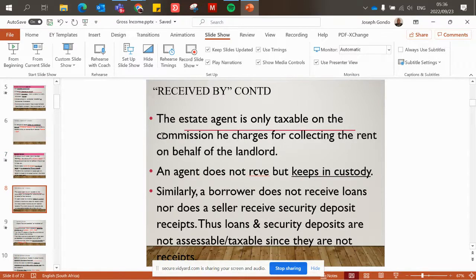The estate agent is only taxed on the commission he charges for collecting the rent on behalf of the landlord. Of course, the estate agent will be doing business, so he will charge you a commission. So that commission will be received by him, and therefore it will be taxable in a sense, not the actual rent.